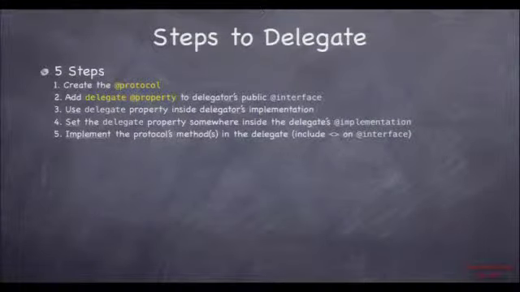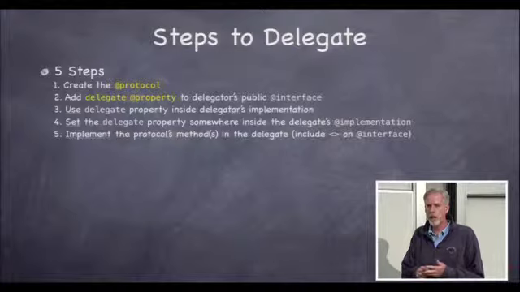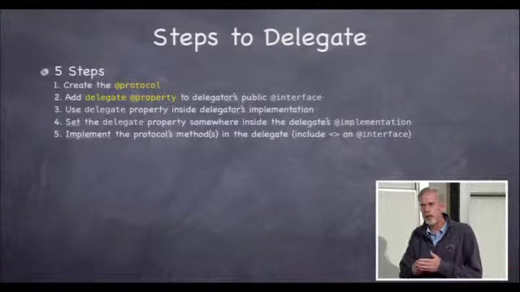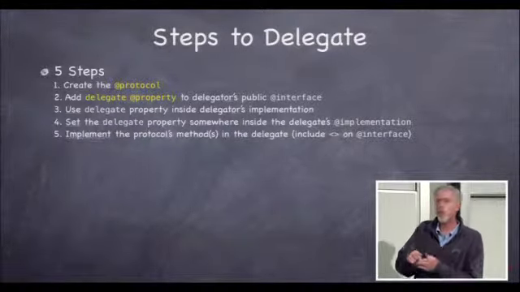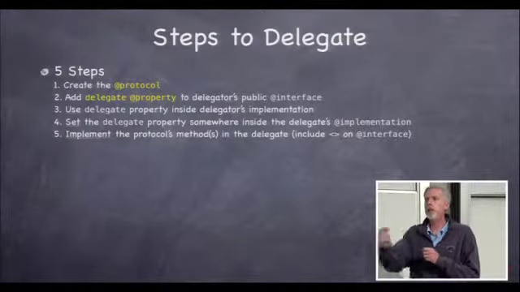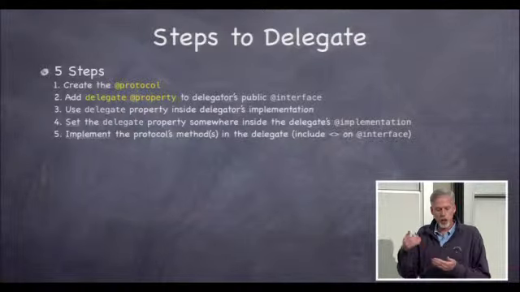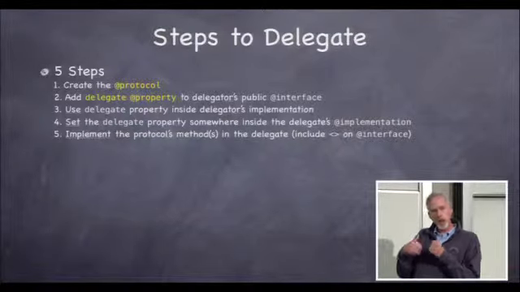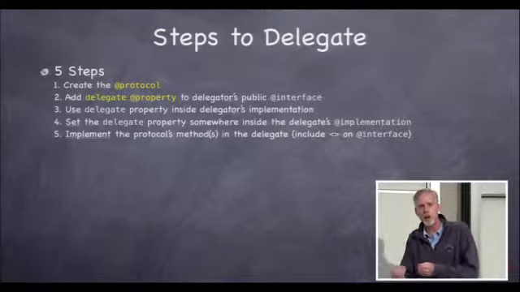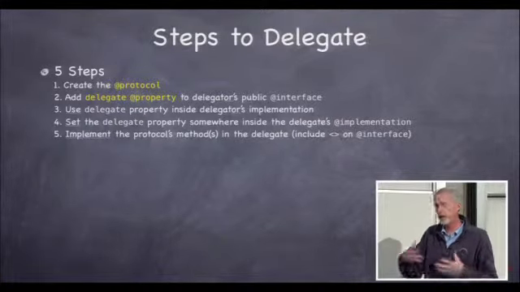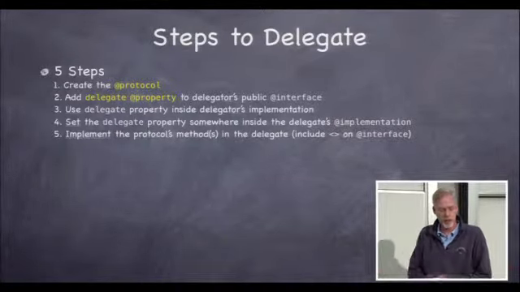The steps to delegation. There are 5 steps to delegation. 1, create the protocol that's going to be used to describe the delegation, what's happening. Everyone cool with that step? 2, you're going to add a property, usually called dataSource or delegate, in the delegator's public interface. The object that's doing the delegating obviously needs a property in its public interface. 3, you're going to use the delegate property inside the implementation of the delegator. Obviously, it needs that information somewhere or it wants to communicate something, so you're going to use it.